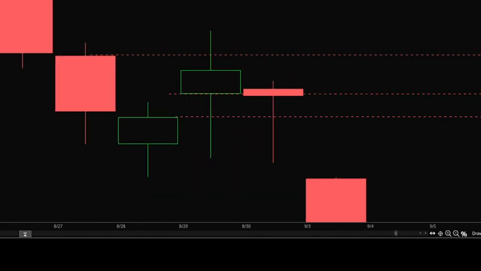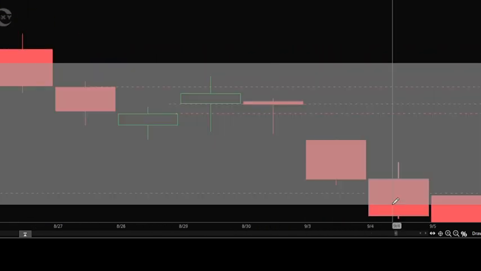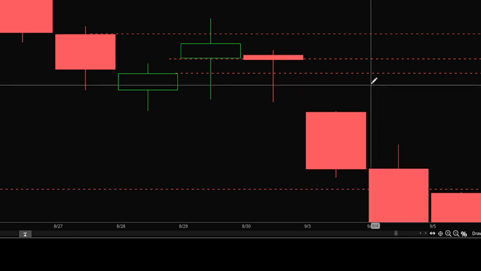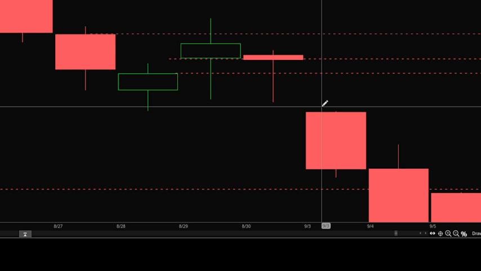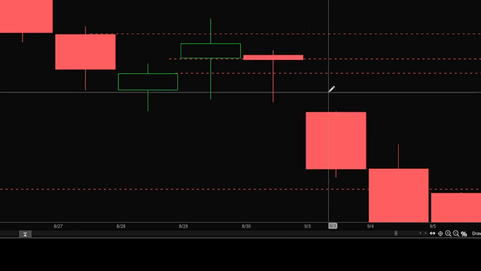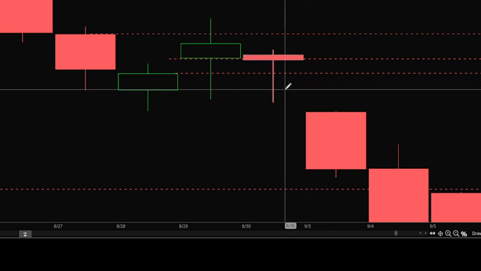So, anyways, let's see. Let's zoom in a little bit. All right, so I would have predicted a move down, but it being a weekend, those are always hard to predict. But let's just say it was the next day.